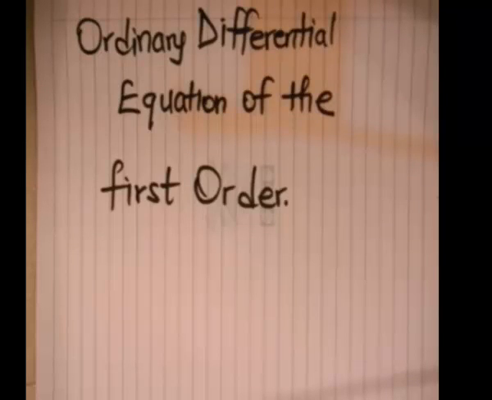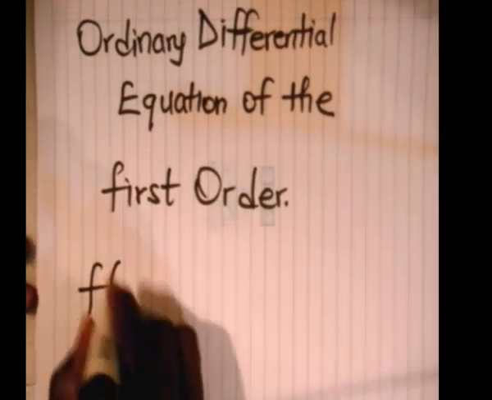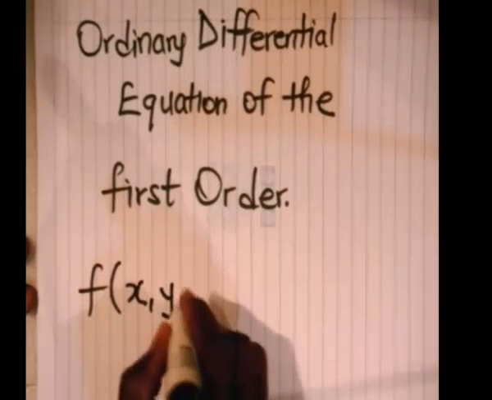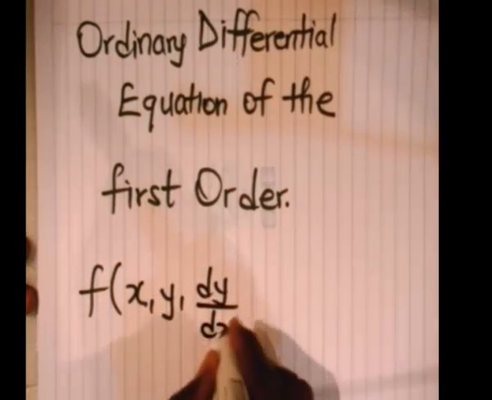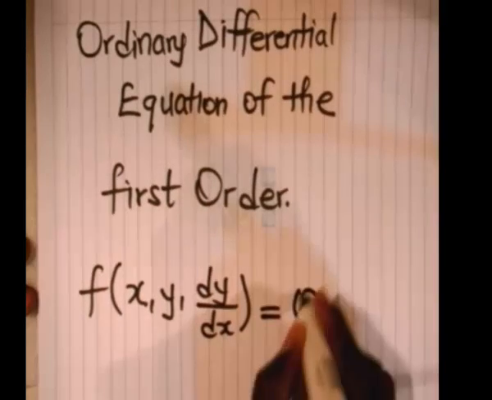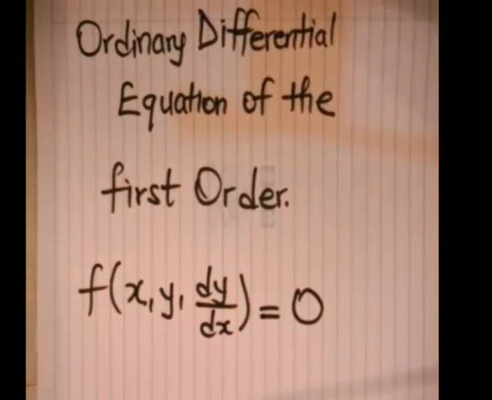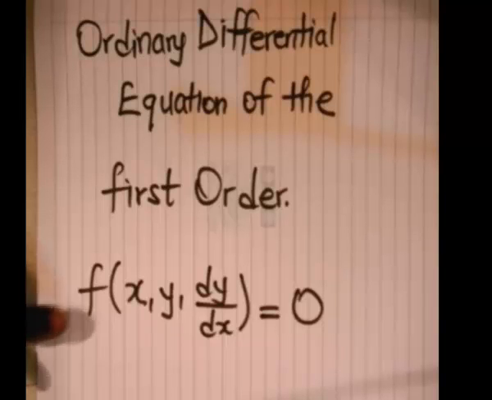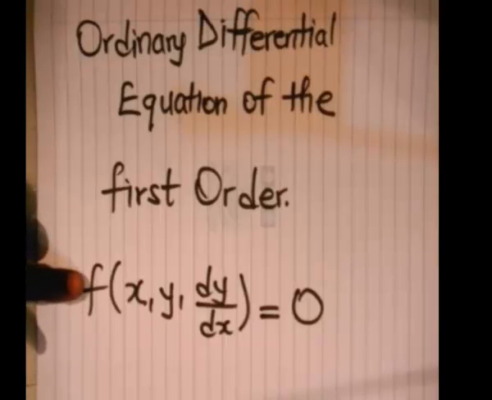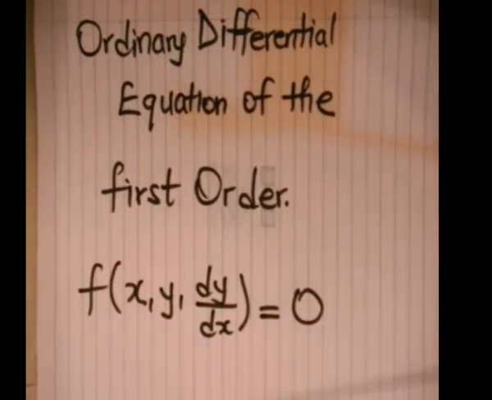An ordinary differential equation of the first order has a general form of f of x, y, dy/dx equals 0. It means that it's a function of x, y, and dy/dx, equated to 0. This is called the general form of an ordinary differential equation of the first order. First order, that is dy/dx.